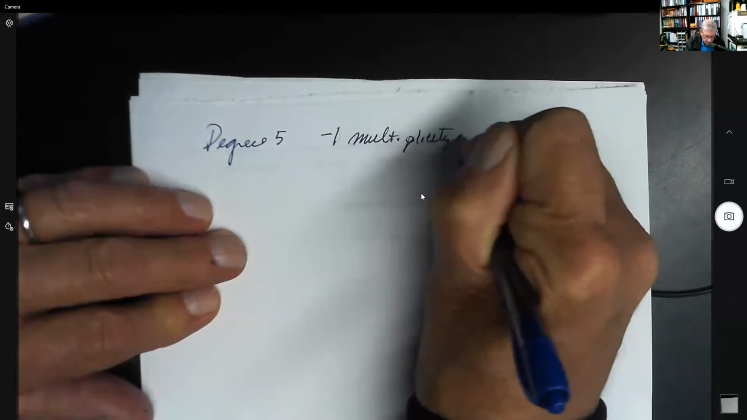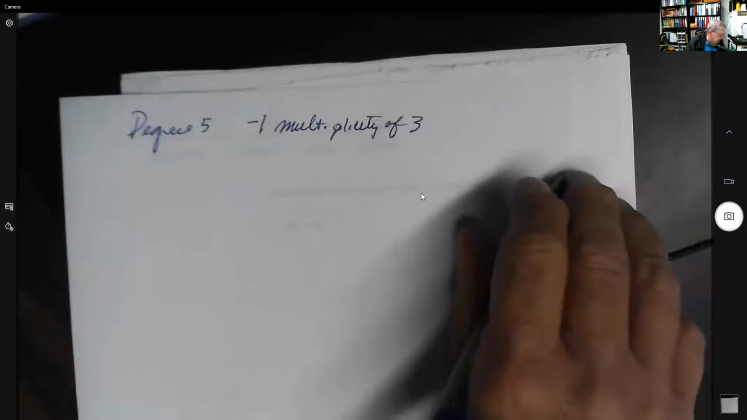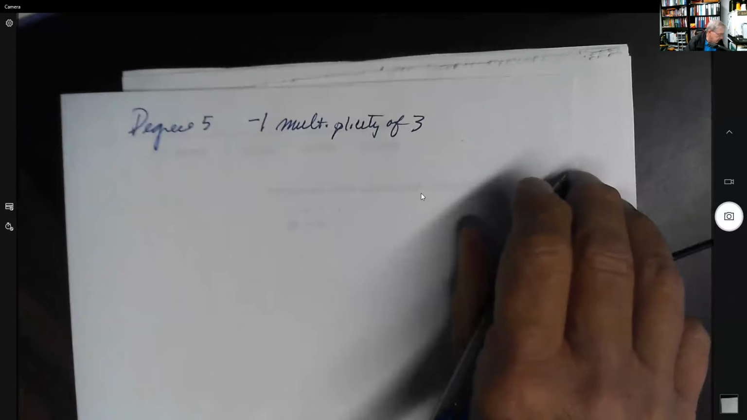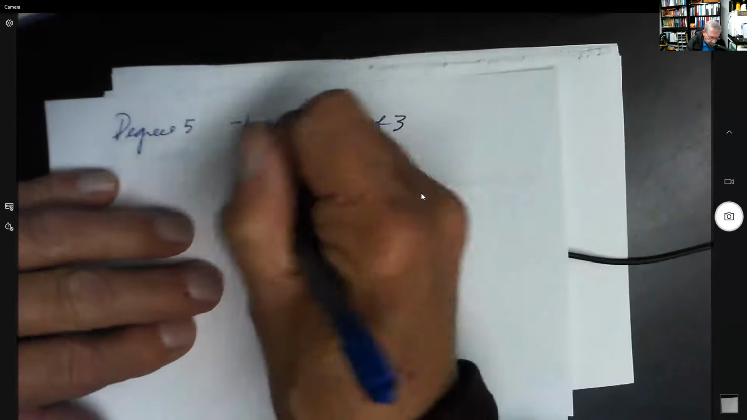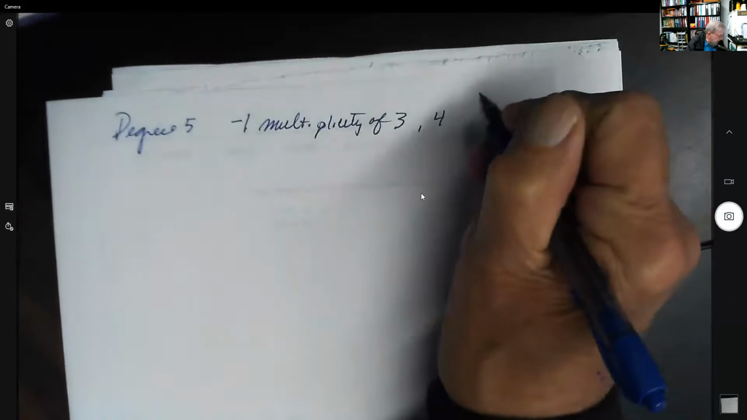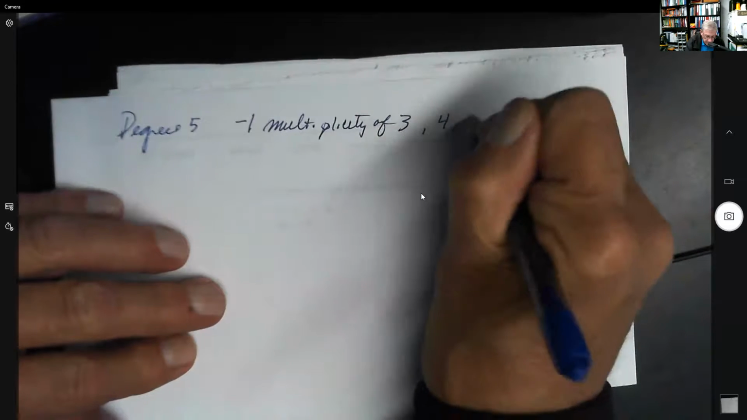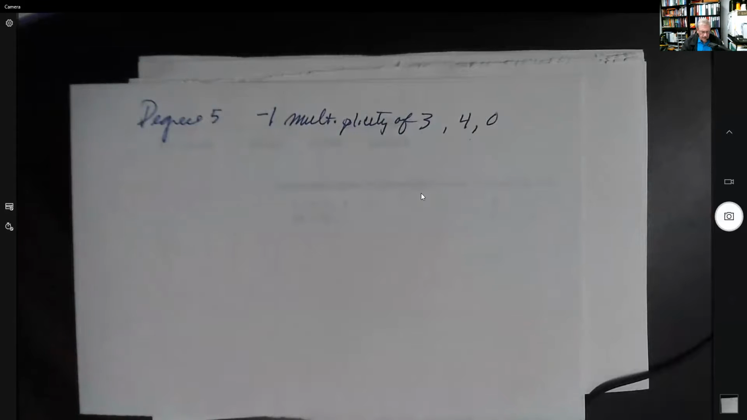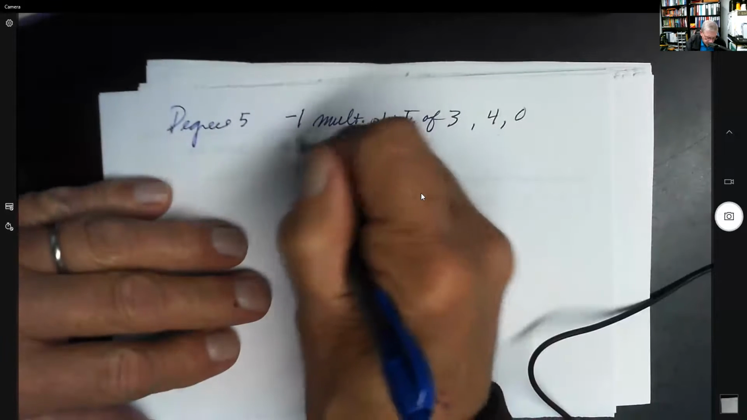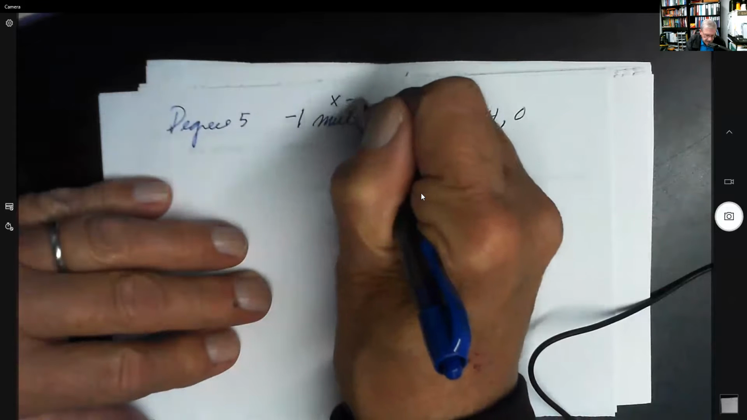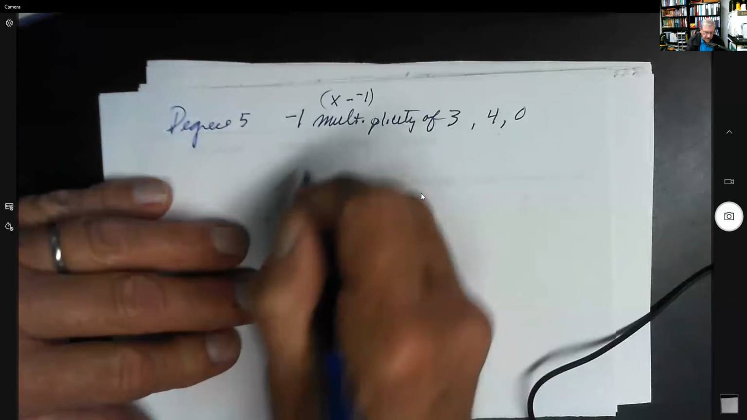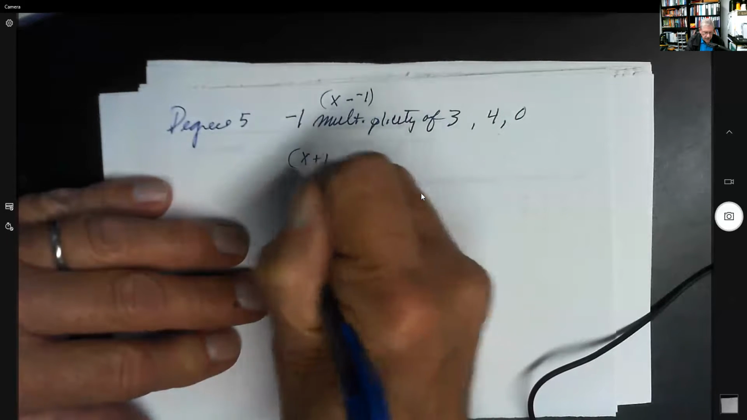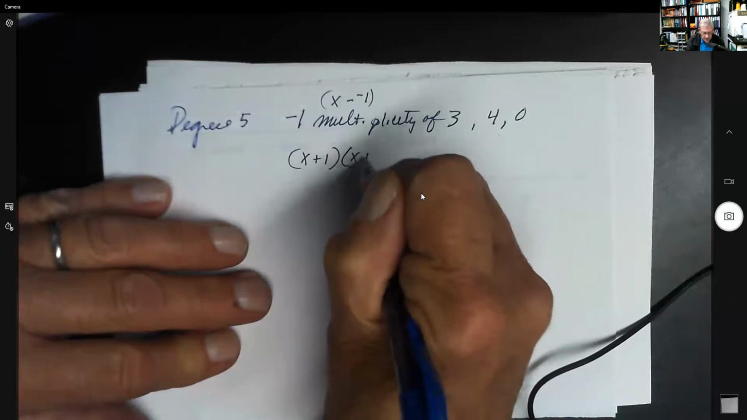That means it's happening 3 times. And 0, let's see. 4 with a multiplicity of 1, so we just have a 4. And we have 0 with multiplicity of 1. So what we have here is x minus a -1, so we could write that as just x plus 1. But it happens 3 times.